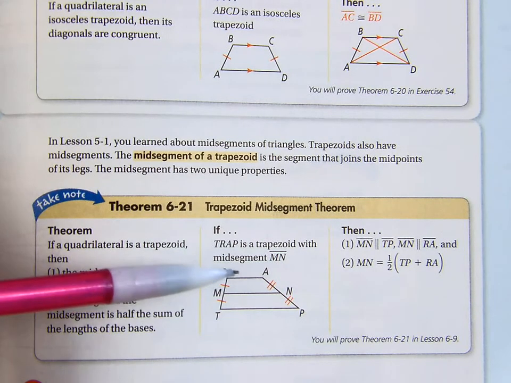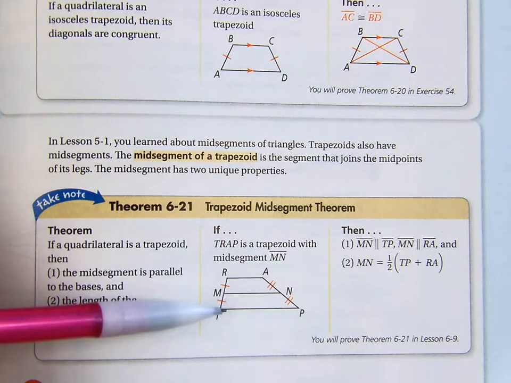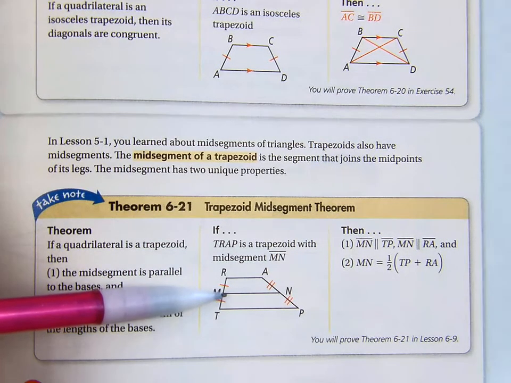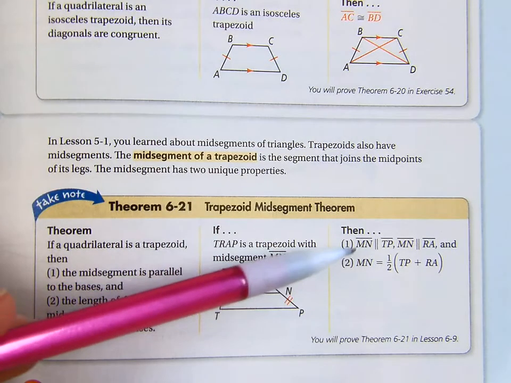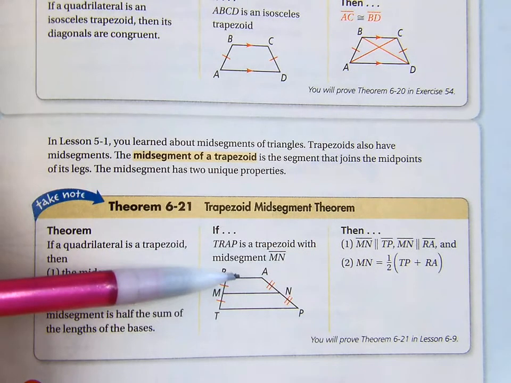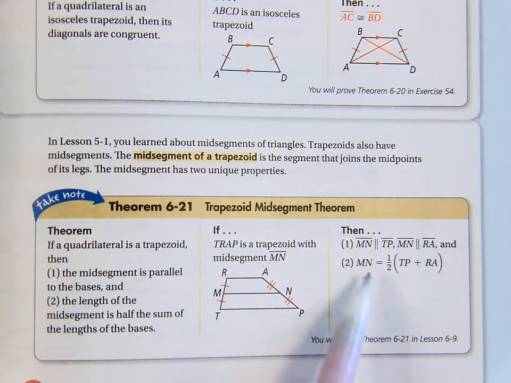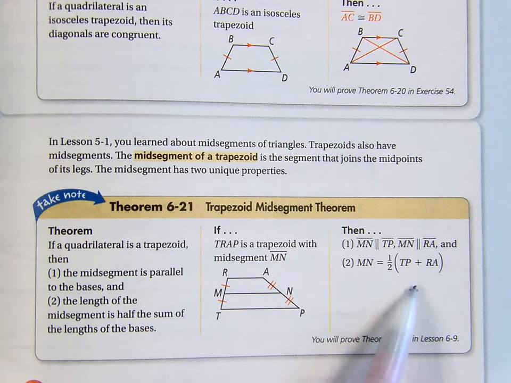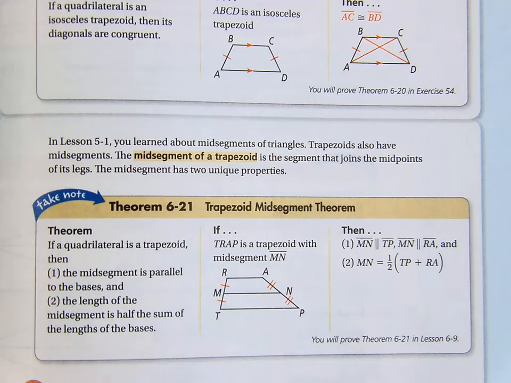So all three segments, RA, MN, and TP, are parallel, which means we're going to have same side interior angles and corresponding angles that are congruent in this picture. And also that its measure is half the sum. Now, a lot of times I do this a little different. I'm going to show you this example at the bottom, and yes, MN is equal to half of those two added together, and that's great if you just have numbers. You could just add these two together and divide by 2 to get that one.